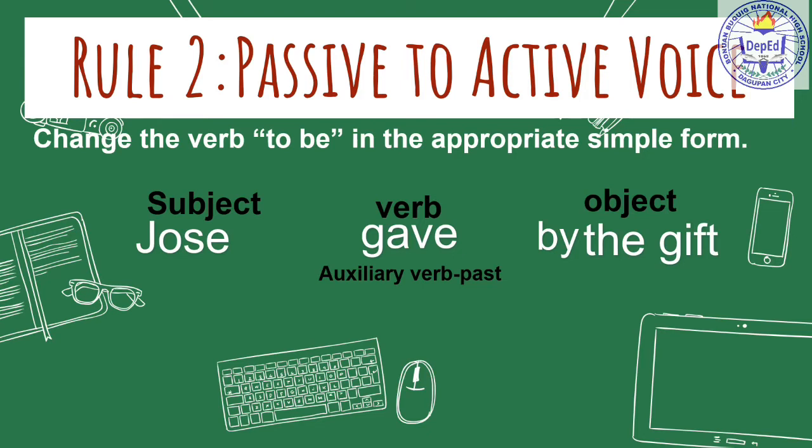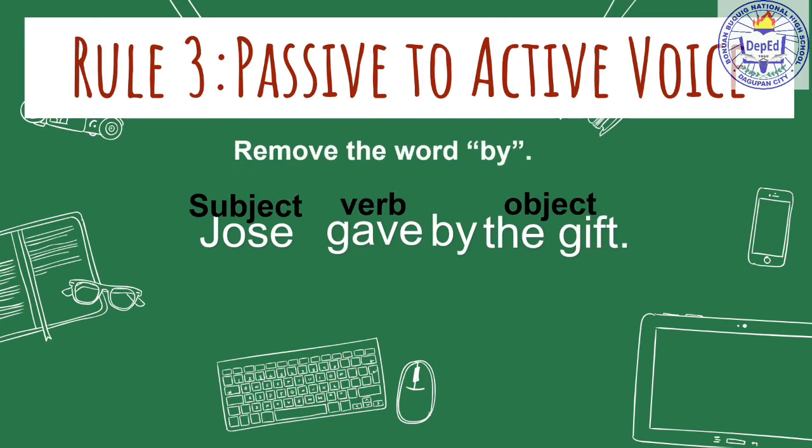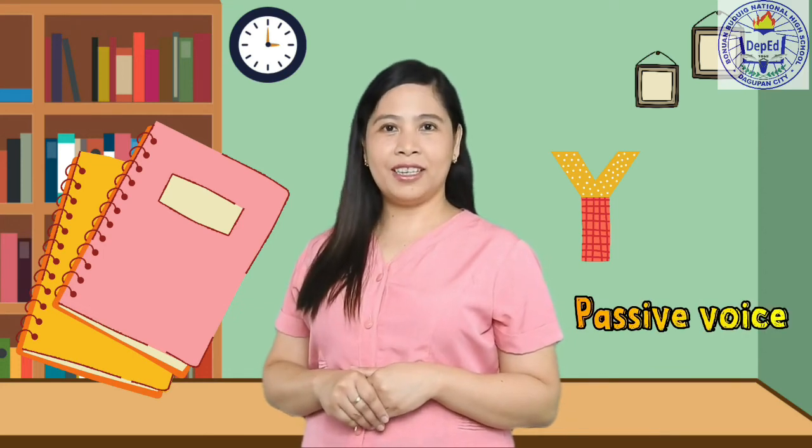And we are not yet finished. We still have rule number 3. For our last rule, remove the word by. In this sentence, Jose gave by the gift. Just remove the word by. And the sentence now is Jose gave the gift. And this is the sentence in the active voice. And we are done. Now let's practice. On your activity notebook, write X if the statement is in active voice and Y if it is in passive voice. Let's begin.